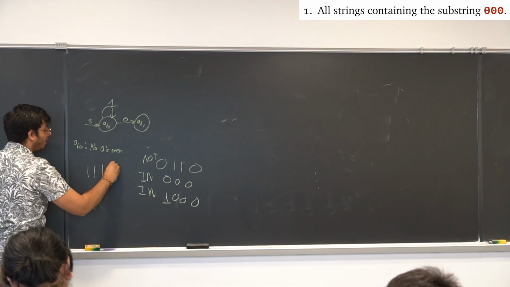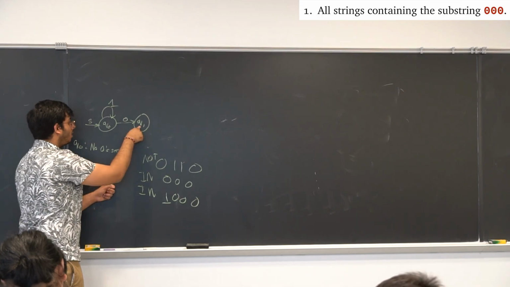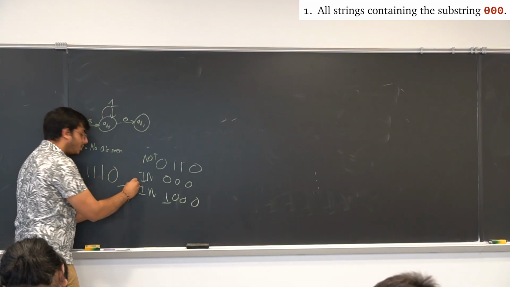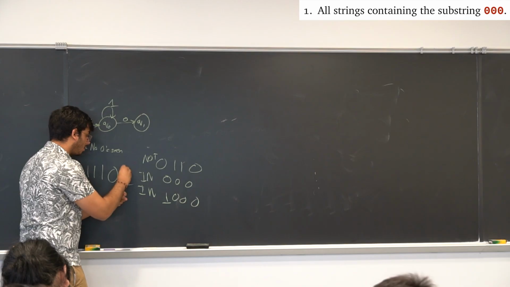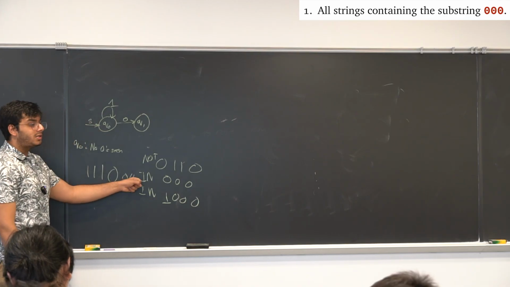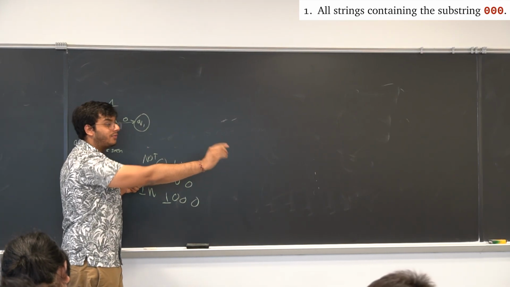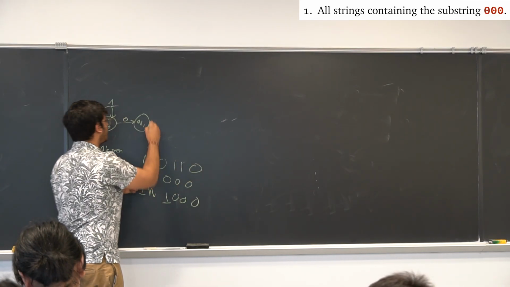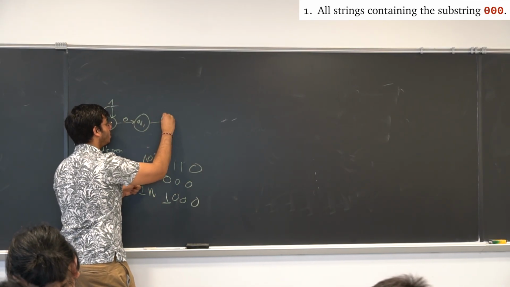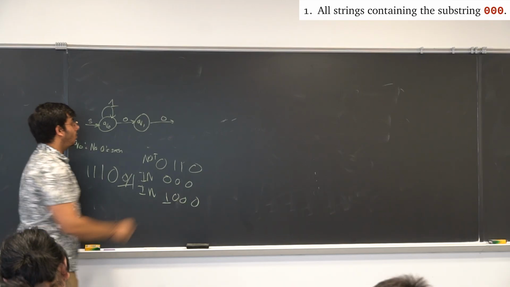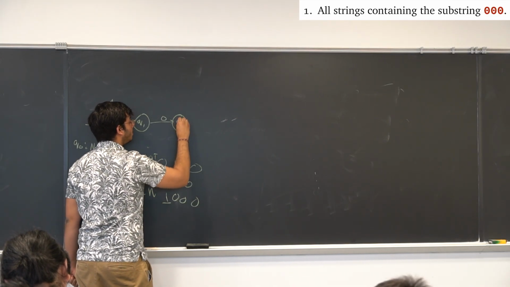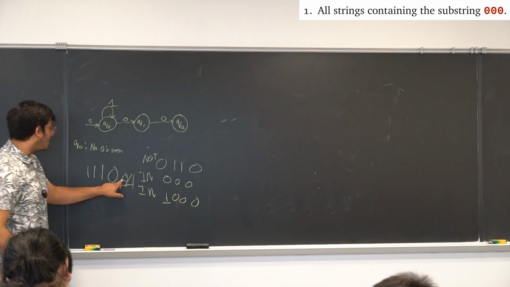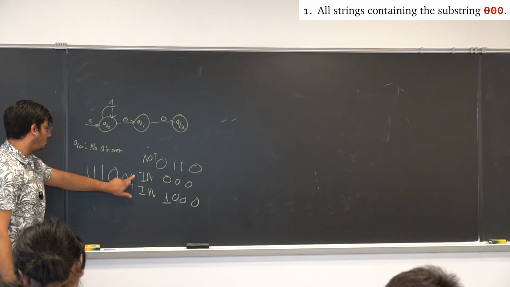I've seen my first 0 now. Well, the character after this could either be a 0 or a 1. If the character is a 0, I'm making progress towards finding a substring 0, 0, 0, because I now have the substring 0, 0. So we'll put this as Q2. So that covers the case where the next character is a 0.